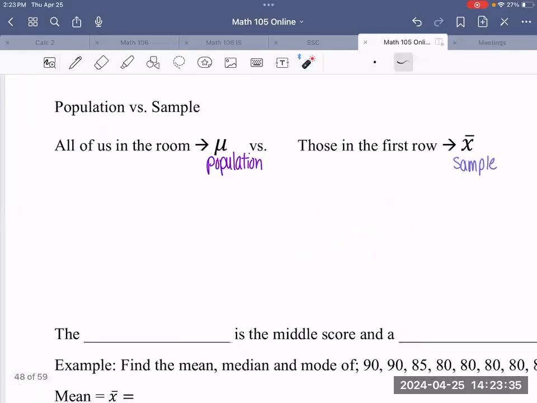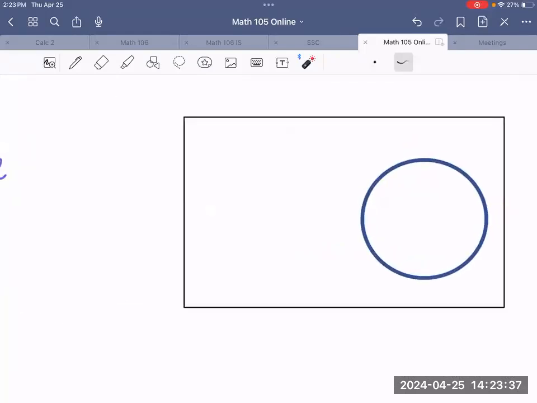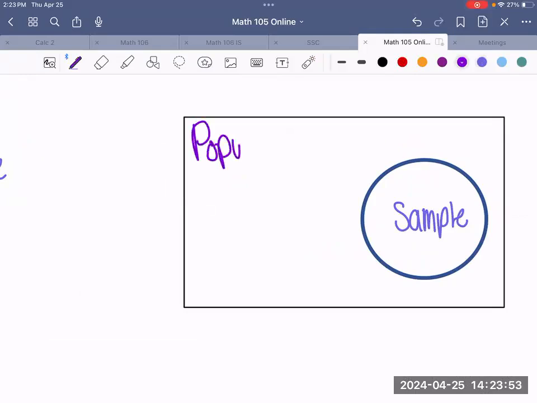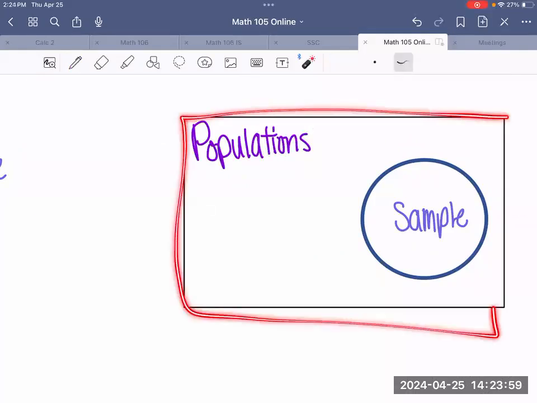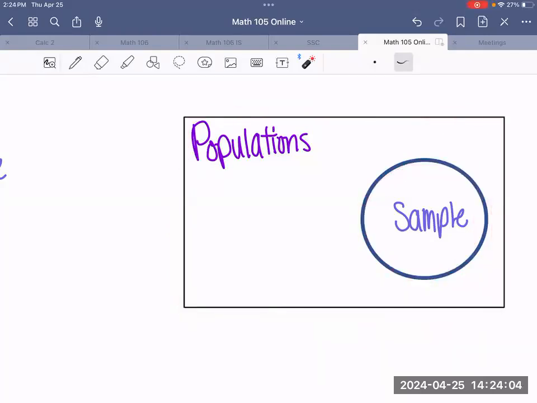Sometimes they are calculated a little bit differently. We're going to see different variations. Now, if this is your sample here, it is a small portion of the big picture, of the big population. So for those of us who are going to the Citadel, everybody that's going to the Citadel versus those that are taking Math 105 is another good example.